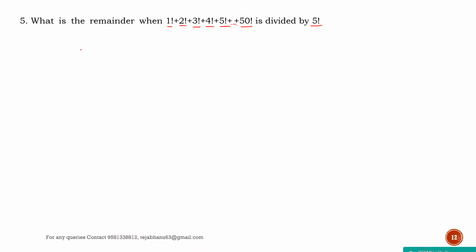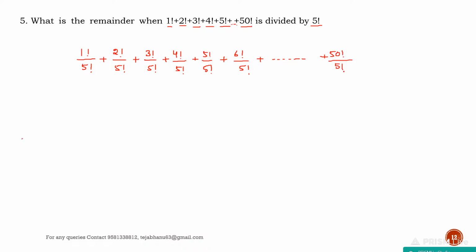See, if I take the terms individually: 1 factorial by 5 factorial, plus 2 factorial by 5 factorial, next 3 factorial by 5 factorial, 4 factorial by 5 factorial, 5 factorial by 5 factorial, 6 factorial by 5 factorial, plus and so on, plus 50 factorial by 5 factorial. This is how we have to take.